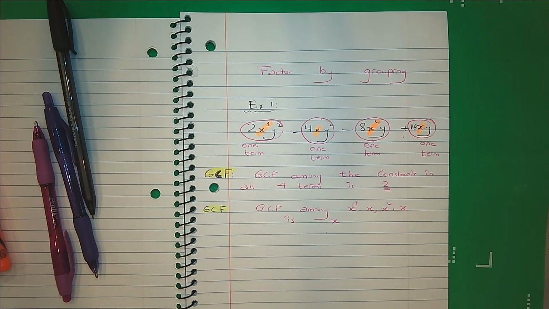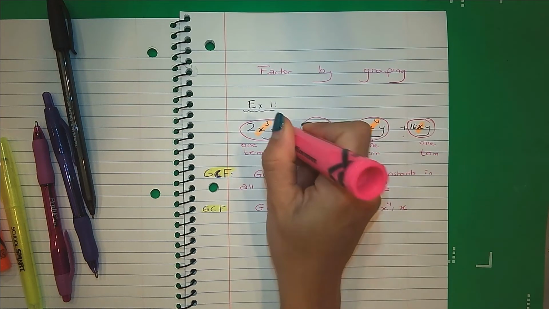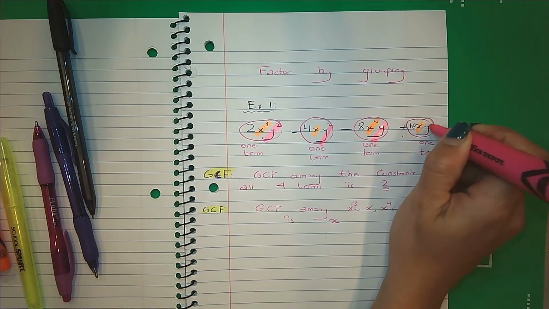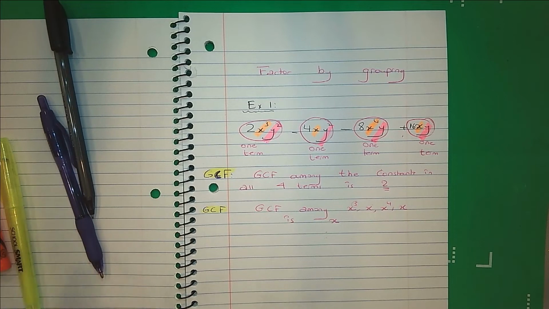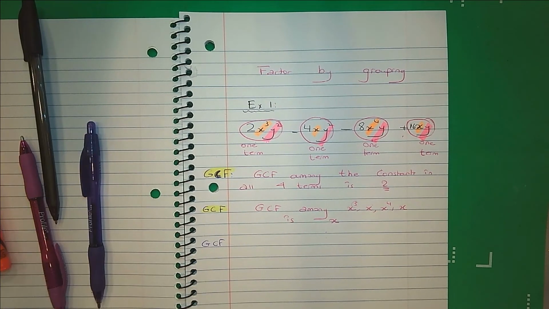And then I'm going to look at the last term I have, which is the y squared. Does it make sense? Yeah. All right, so I got y squared, I got y, and y. So I'm going to write down greatest common factor right here.